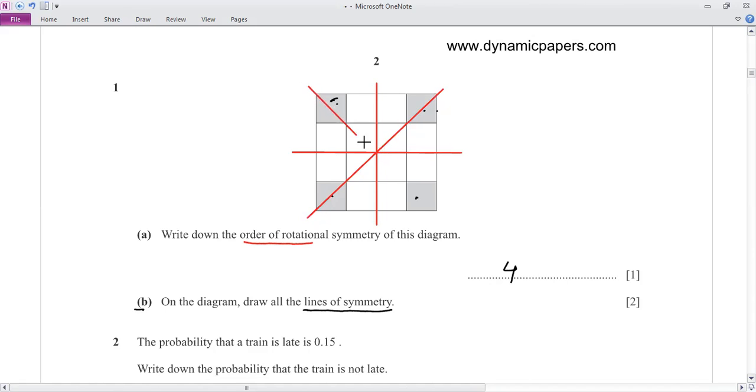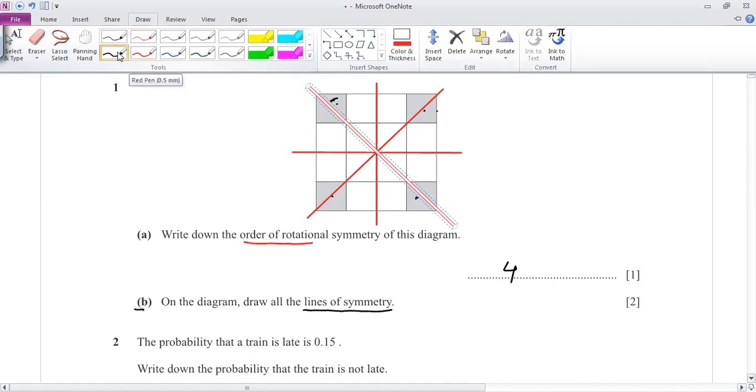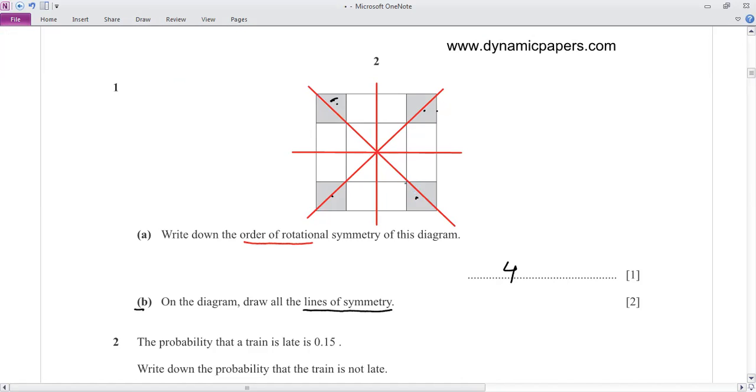For the line of symmetry, if you cut the shape at the line of symmetry, the 2 shapes you get will be exactly the same. They will be reflections of each other. So these are the possible lines of symmetry. 2 marks are for that. That's a very simple question about the order of rotational symmetry. For example, if a circle is given, a circle will have infinite order of symmetry.